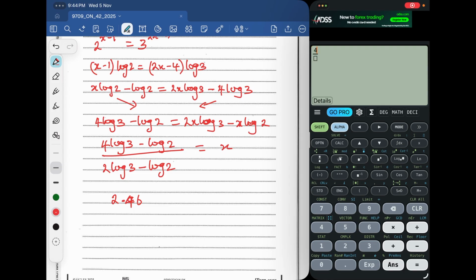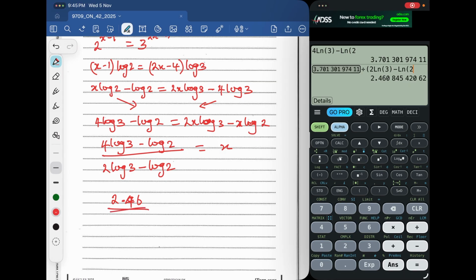So fraction 4 log, okay, you can use ln, it doesn't change anything. I don't know why there's no shift log. There should be log here. Okay, I can use ln. 4 ln 3, minus ln 2, divided by 2 ln 3 minus ln 2. Yeah, 2.46.